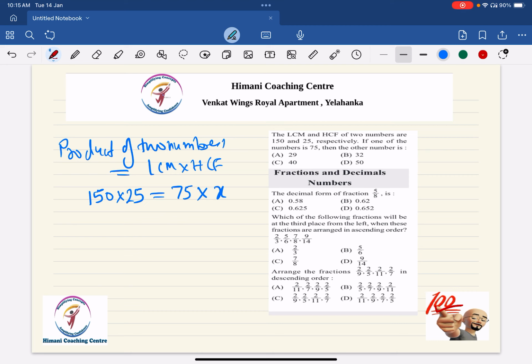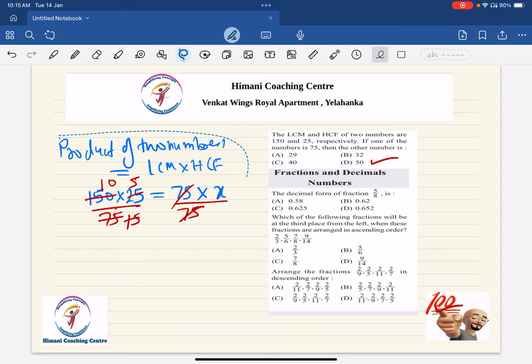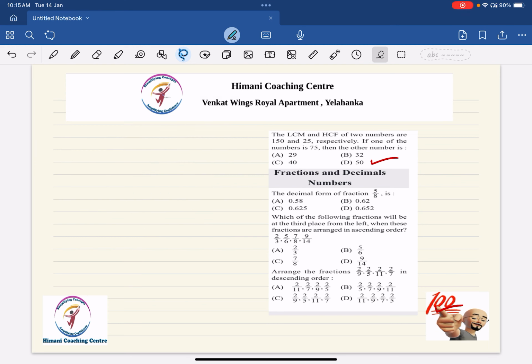So in order to find x, what should we do? Divide this side by 75 and we will have to divide this by 75. Now what will happen? So you can see 5 15s are 75, 5 5s are 25... 10s are... So 5 into 10, 50 is the answer. Okay, students. Now let us move to the next question. It says the decimal form of fraction 5 by 8 is. Okay. So you just do 5 by 8.